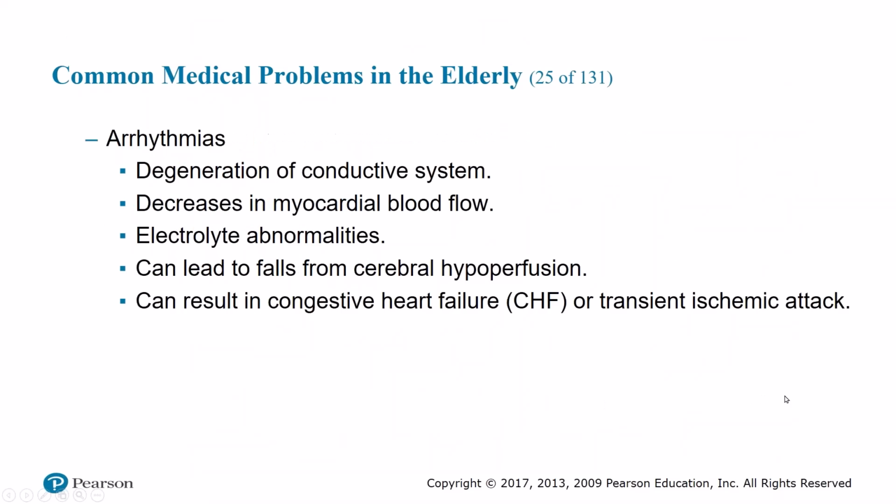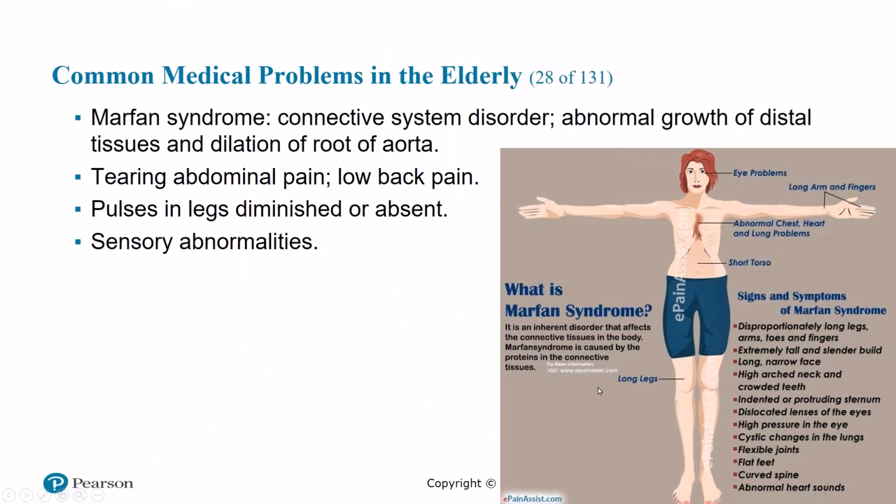All right. Going backwards, sorry. Another common case that you may want to be aware of, I've seen it on the registry twice, is Marfan syndrome. Marfan syndrome is caused by abnormal growth of tissues and dilation of the root of the aorta, which leads, later on in life, to the potential for an ascending aortic aneurysm, as well as in the descending and abdominal.